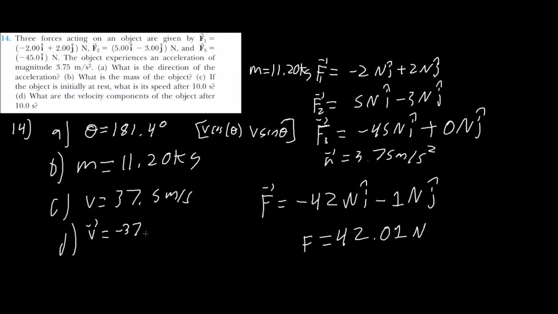So this would be negative 37.49 meters per second in the i hat direction. That's v cosine of theta. V sine of theta would be negative, and I don't know if that's a known angle or something, but whatever, 89 meters per second in the j hat direction. And we are done, folks. I hope you guys enjoyed this.